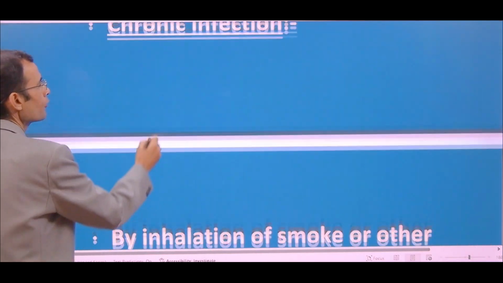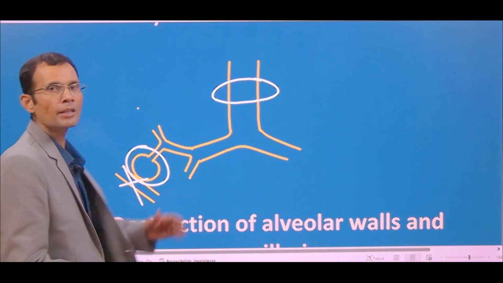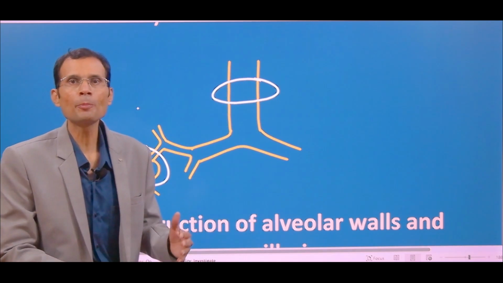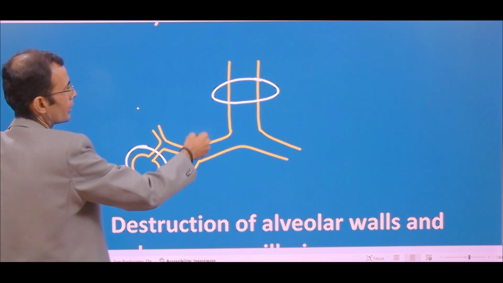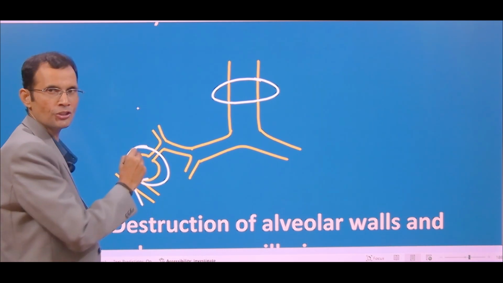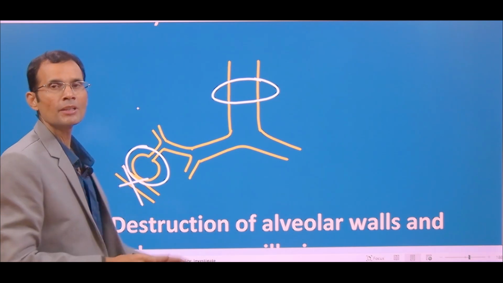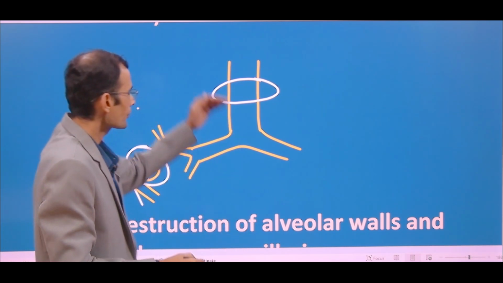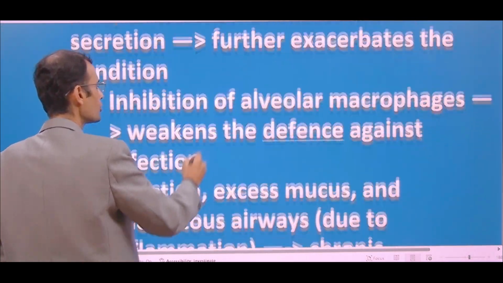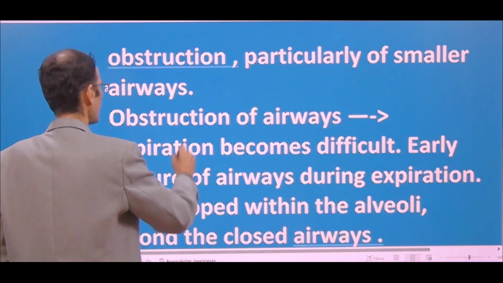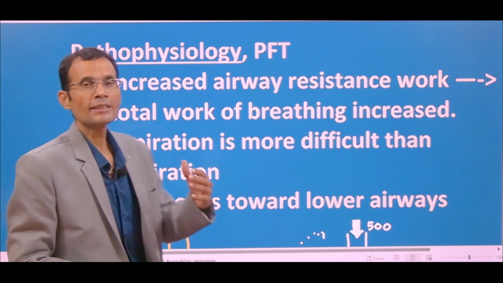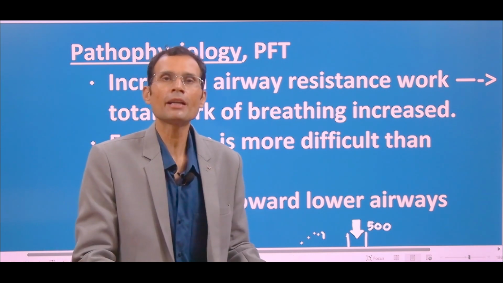So for the sake of remembering, remember it like this in 3 steps. First problem is with the airways. Then second, it progresses to the alveolar damage. And then even the pulmonary capillaries are destroyed. That's the sequential manner in which you can remember the pathophysiology of emphysema. All right, so overstretching. Now let's first see the pathophysiology in a little more detail.